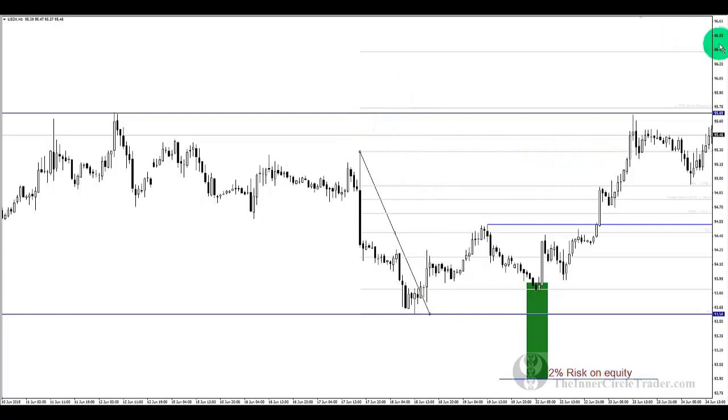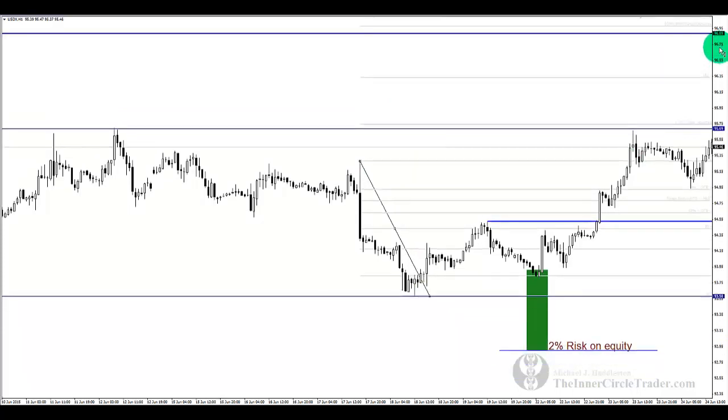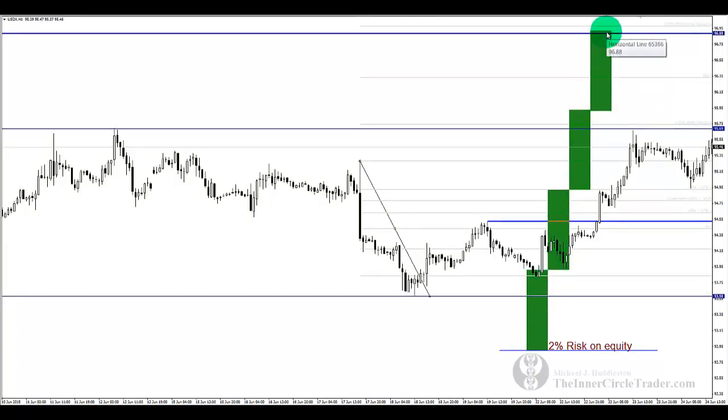Okay, and the 200 extension is up here. So we have the 200 extension up there. If you're buying down here, you have a little bit more than 3-to-1 reward to risk. I'm sorry, 3 reward to 1 risk.